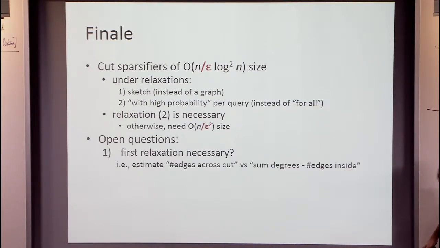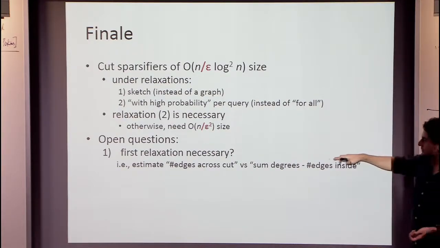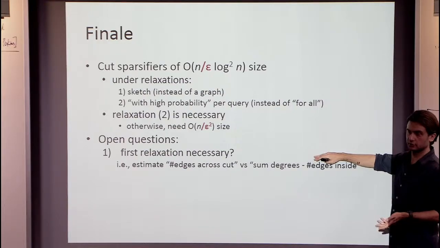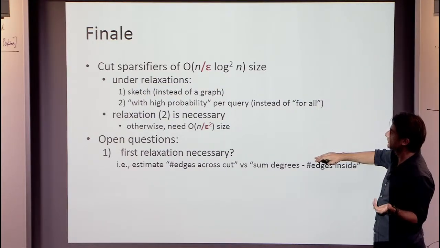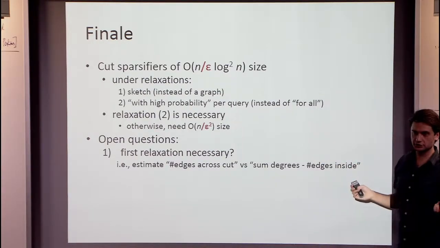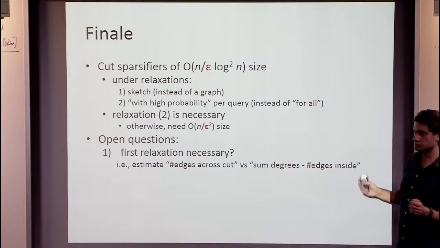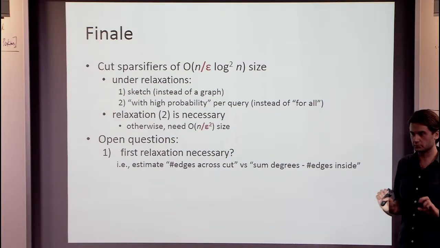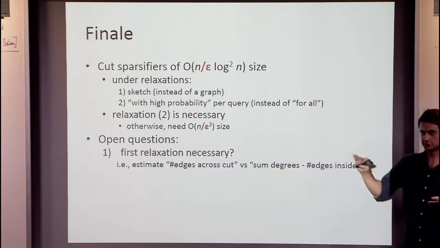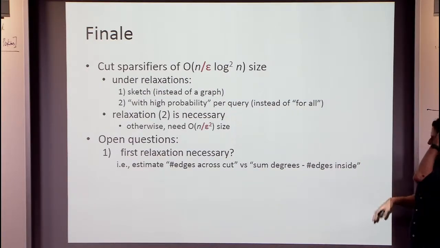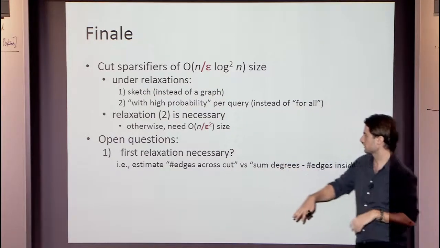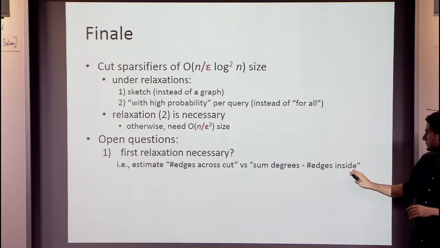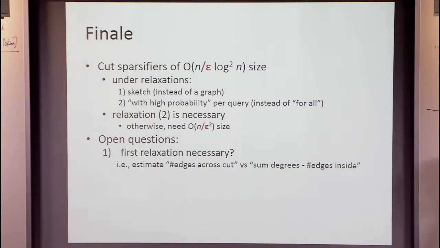Let me mention a few natural questions. The first one is, is the first relaxation necessary? Maybe we can do this for each guarantee with high probability just by using a graph, using the normal estimate, not this negative estimate. So just count the number of edges across the cut, as opposed to the degrees minus the number of edges inside. Or maybe there is a lower bound.